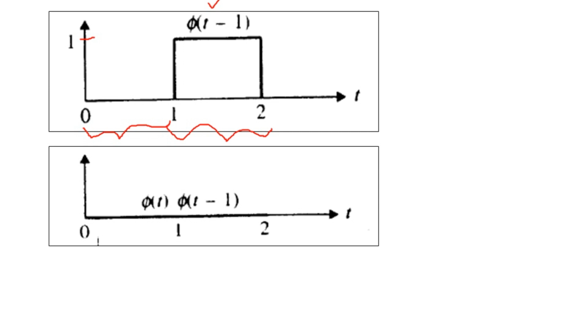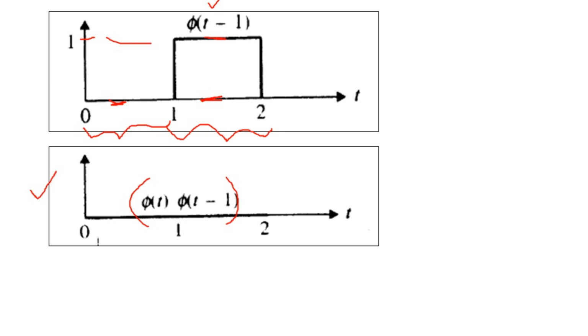The 0 multiplied by the amplitude level of 1 will give 0, and the 0 in this duration for phi of t multiplied by this level 1 will also give 0. So in this particular plot you see it is 0 amplitude level for the product of phi of t with phi of t minus 1. As the multiplication is identically equal to 0, its corresponding integral over the entire range will also be equal to 0.